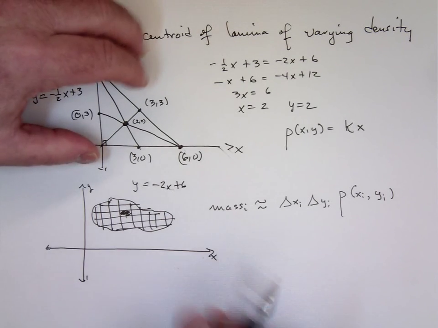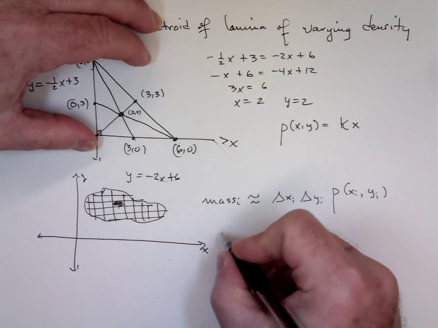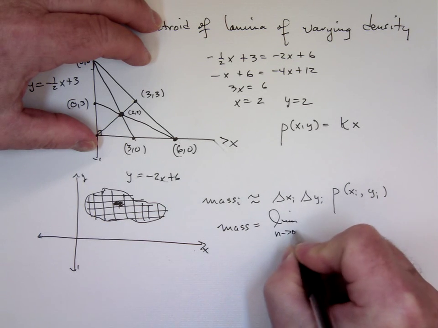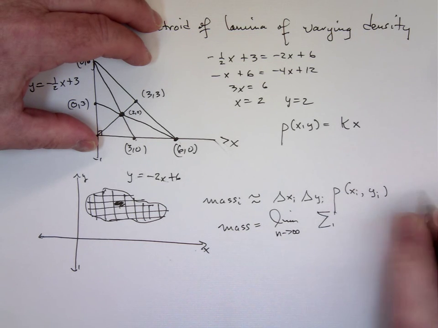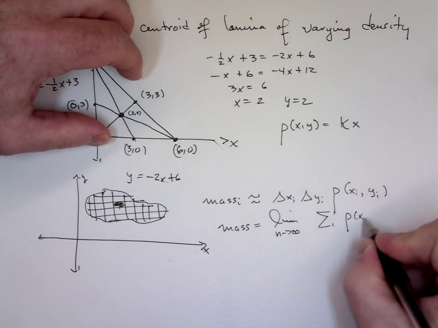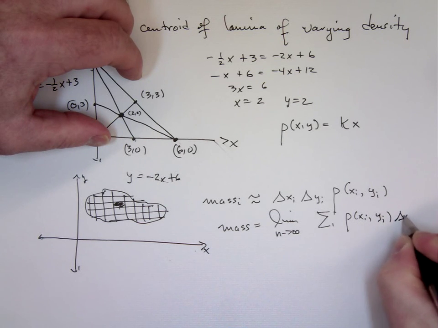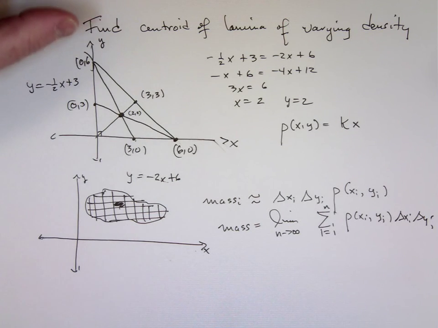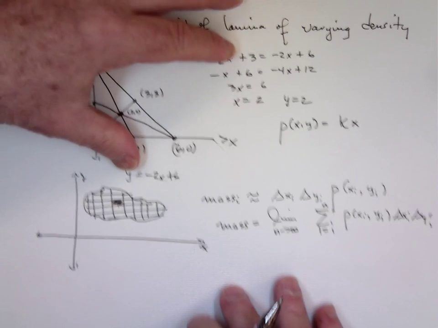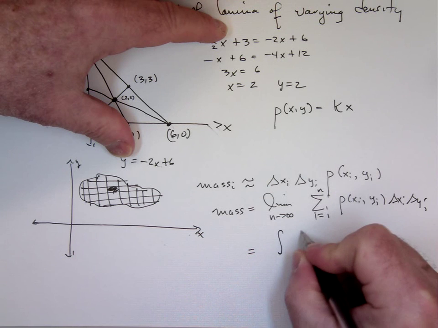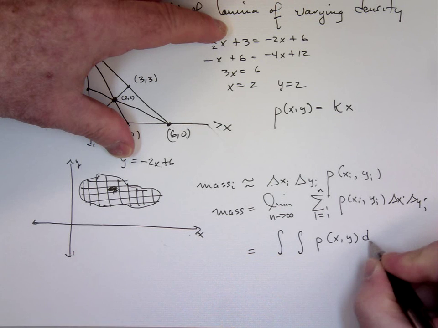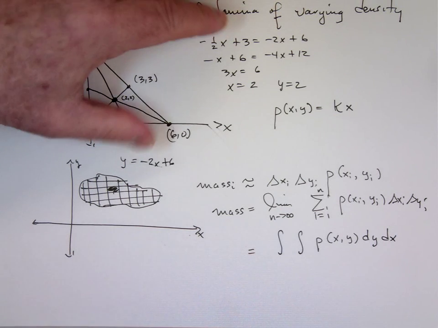What's the mass of the whole region, the whole lamina? Well, its mass is equal to the limit, as n goes to infinity, of the sum of all these little masses. Okay? And that is a Riemann sum in terms of x and y. That's a double integral. That's what a double integral is. It's a double integral of our density function, dx dy or dy dx. I'm going to put dy dx. That's more usual. Okay?